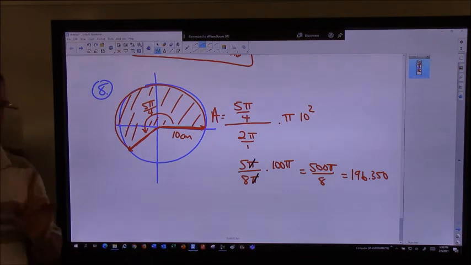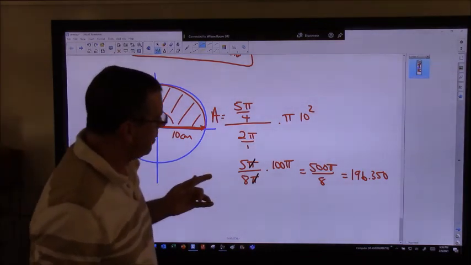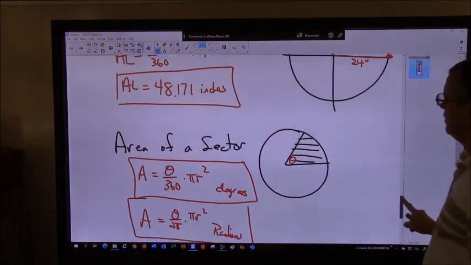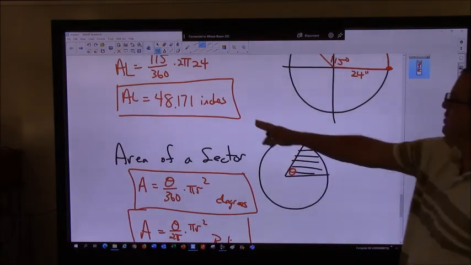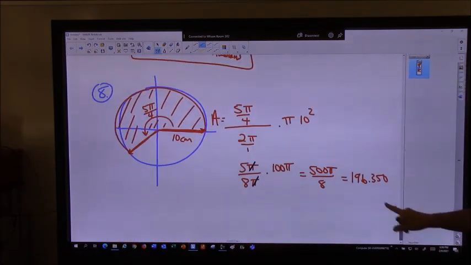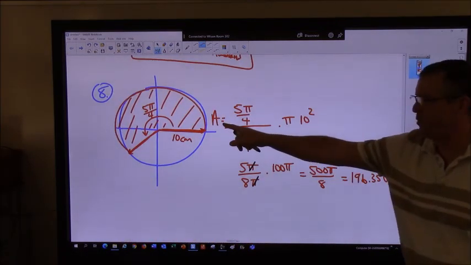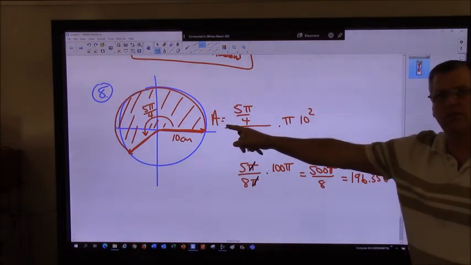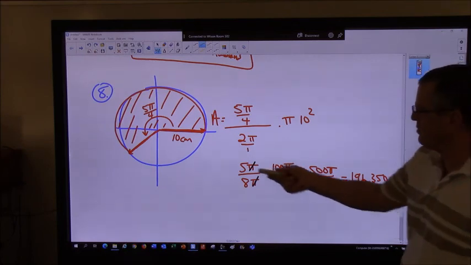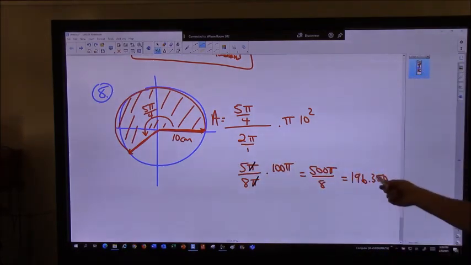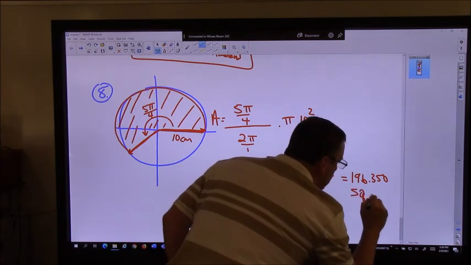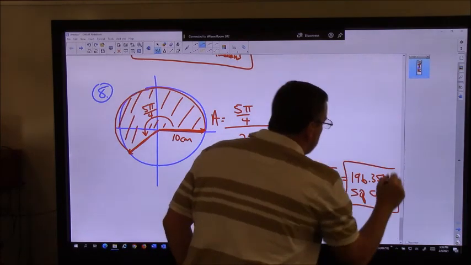So I just realized something that I forgot on the previous problem. I don't think I labeled my answer. Oh, I did. Okay, never mind. Inches. Yeah. So because I'm talking about area here, we got to think, well, how is area measured? Area is measured in square units, right? So this answer is going to be square centimeters.